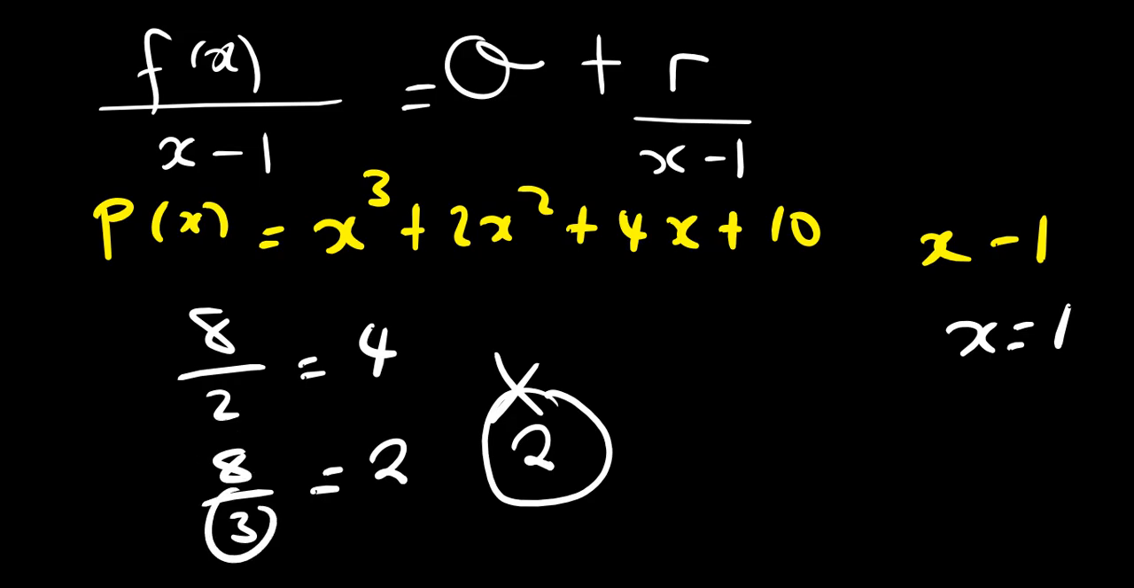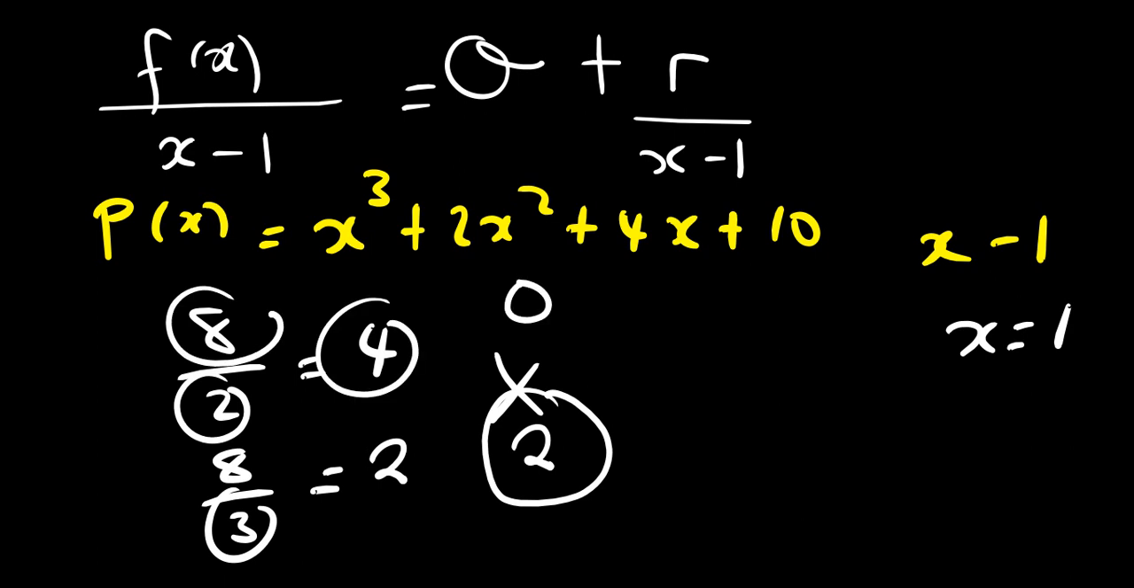But in our case, 2 divided into 8 gives me 4. Is there a remainder? The remainder is 0. So there is no remainder. Because there's no remainder, 2 is a factor of 8. That's what the factor theorem is.